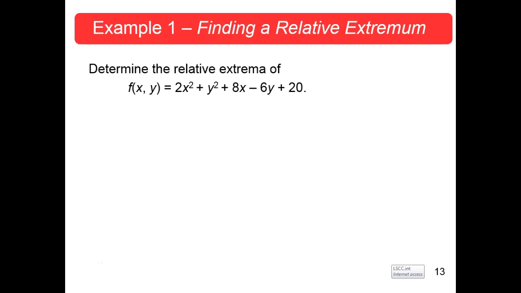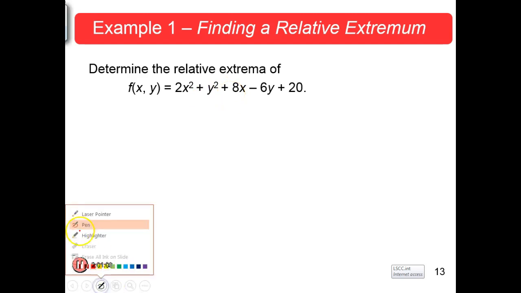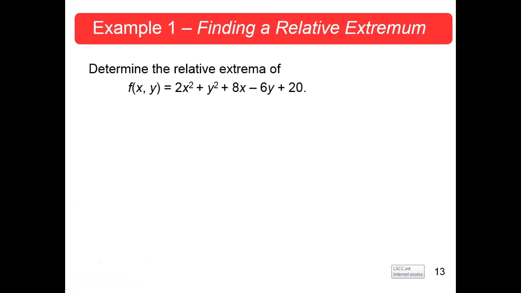So here's example 1. Now this one's also found at larsoncalculus.com. You could do an interactive version of this type of example. Determine the relative extrema of f of x, y equals 2x squared plus y squared plus 8x minus 6y plus 20. Now, that's your function of x and y.